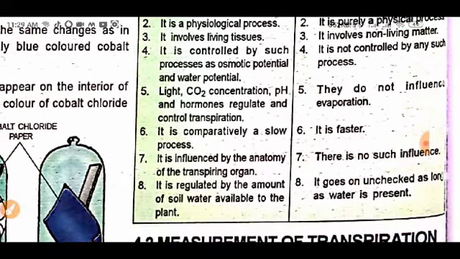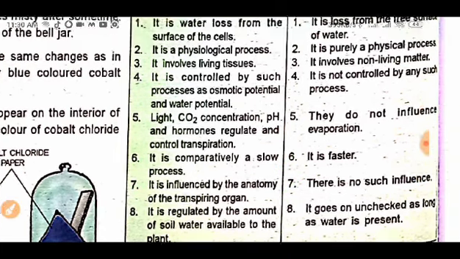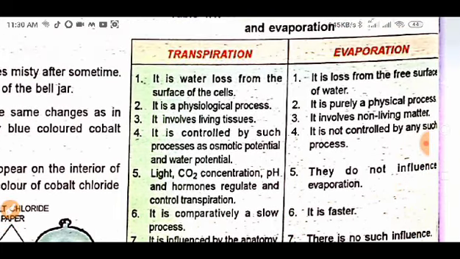Evaporation is comparatively a slow process, while transpiration is faster. Transpiration is influenced by the anatomy of the transpiring organ, while evaporation has no such influence. Transpiration is regulated by the amount of soil water available to the plant, while evaporation goes on unchecked as long as water is present. So there are some differences between the process of transpiration and evaporation.